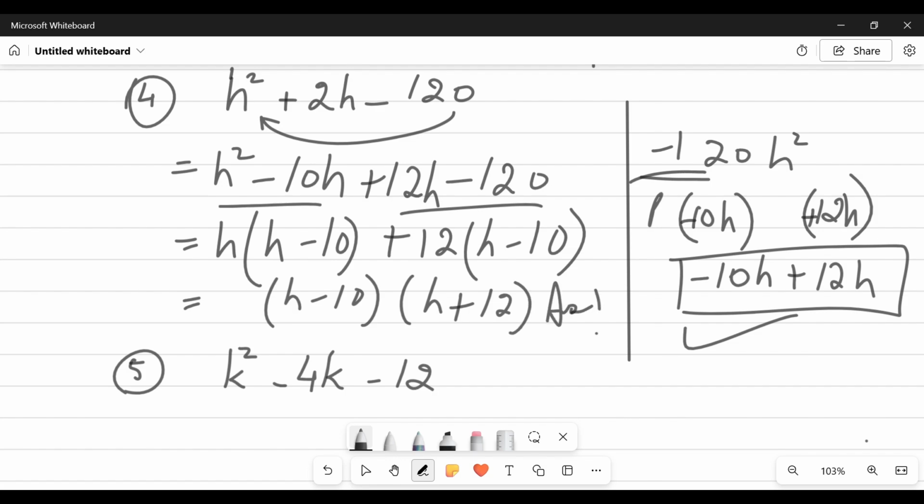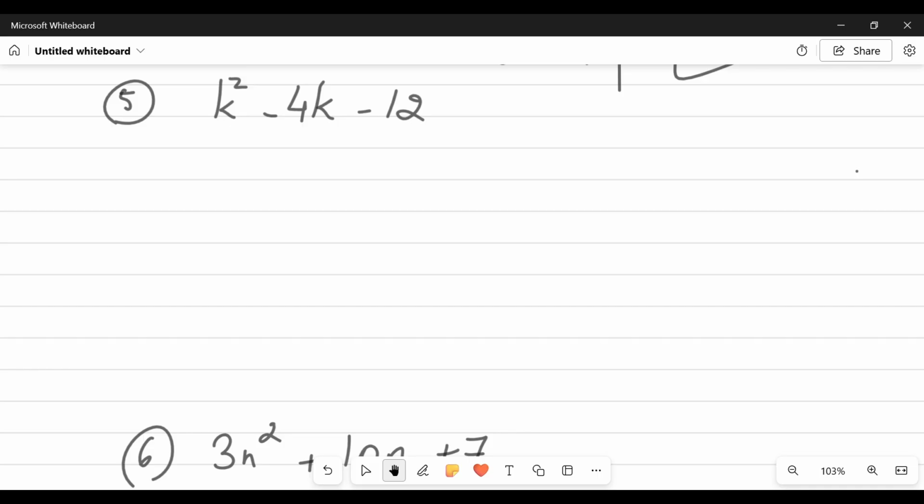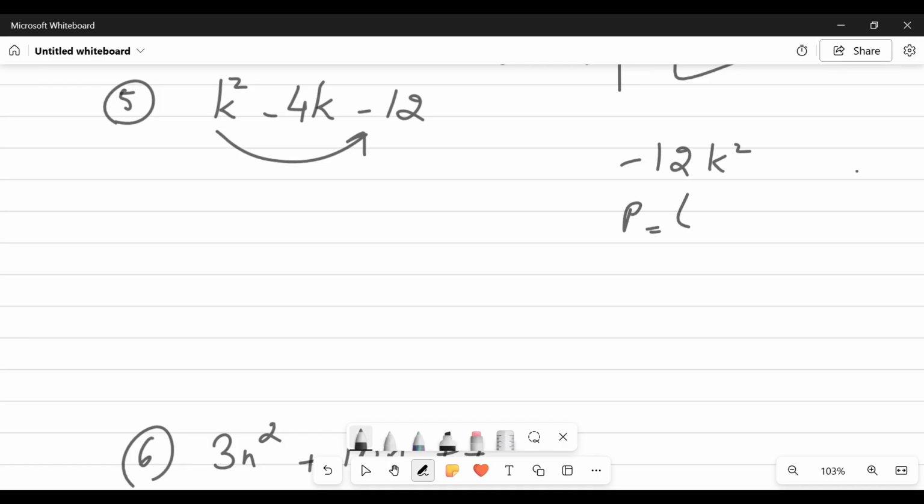Now next, fifth one, the last one, 10th one is totally different. Okay, now here k square minus 12k. When we multiply, it gives you minus 12k square. Now we need two factors. When we multiply, you get minus 12, right? Minus sign here. So when we minus it, we'll get 4. So check with 2. 2 6s are 12. When we minus 2 from 6, we'll get 4. Oh, we have found the factors.